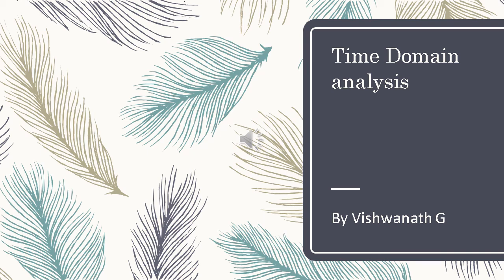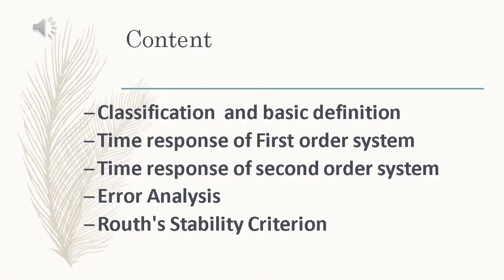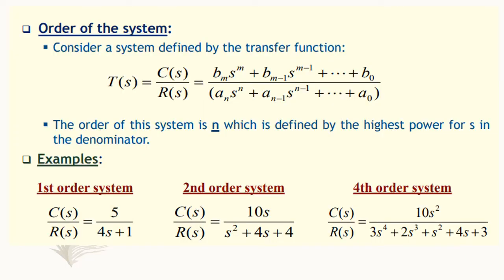Time domain analysis of feedback control system, module 3. Content classification and basic definition, time response of first order system, time response of second order system, error analysis and Routh stability criteria. Order of a system.